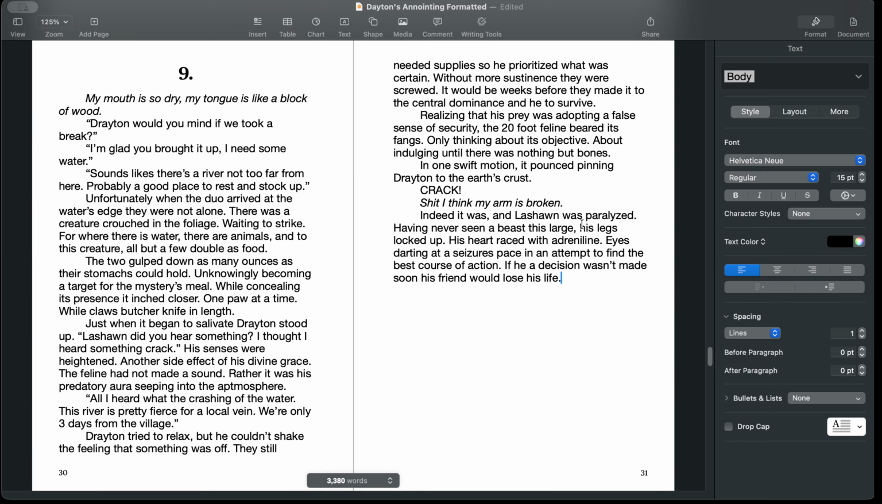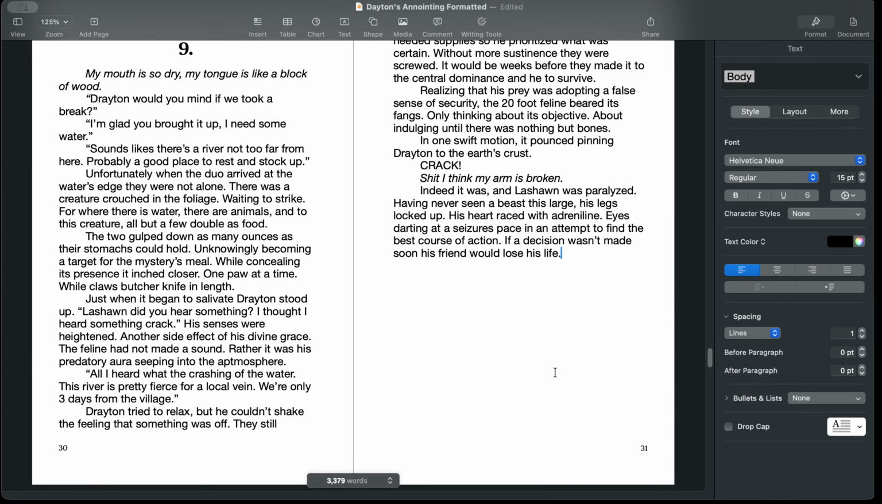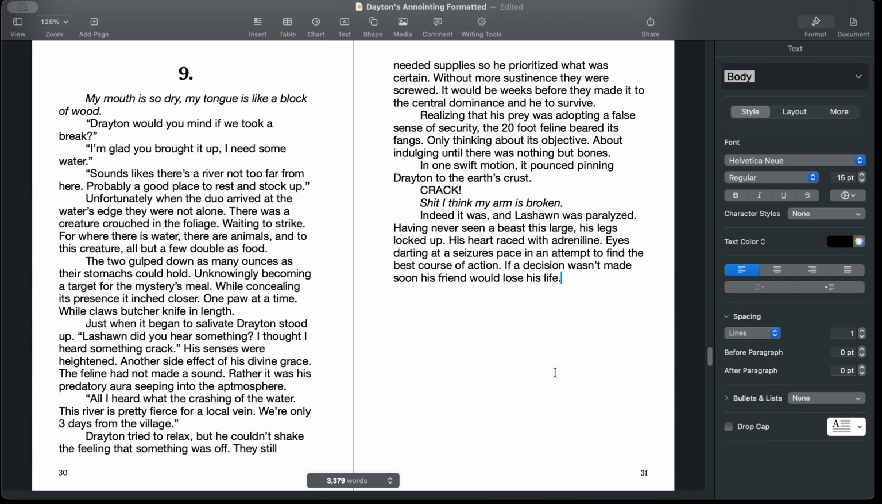So we have: in one swift motion, it pounced, pinning Drayton to the earth's crust. Crack. Shit, I think my arm is broken. Indeed it was, and LaShawn was paralyzed. Having never seen a beast this large, his legs locked up. His heart raced with adrenaline, eyes darting at a seizure's pace in an attempt to find the best course of action. If a decision wasn't made soon, his friend would lose his life. Yeah, I think that's a good cliffhanger.